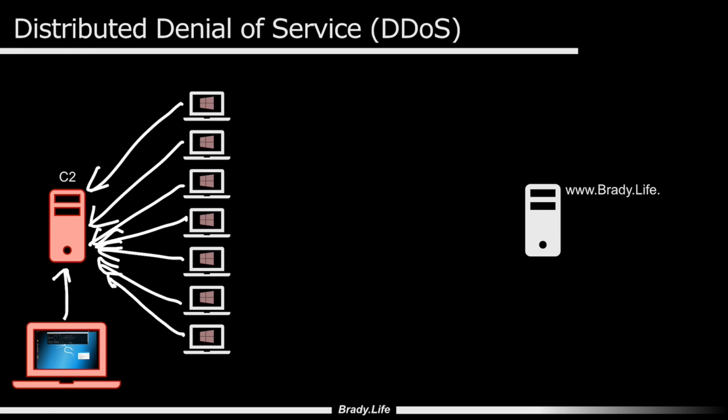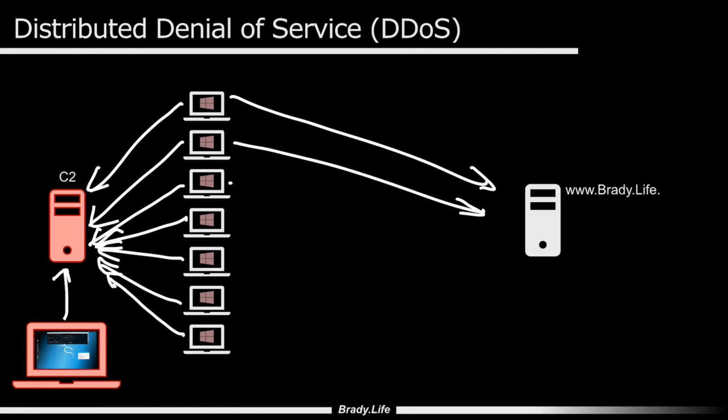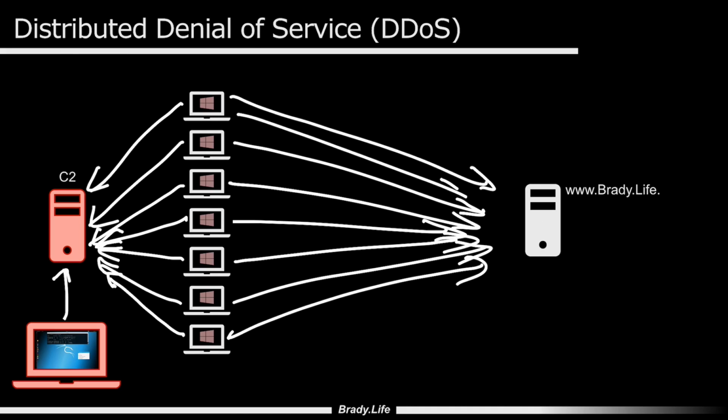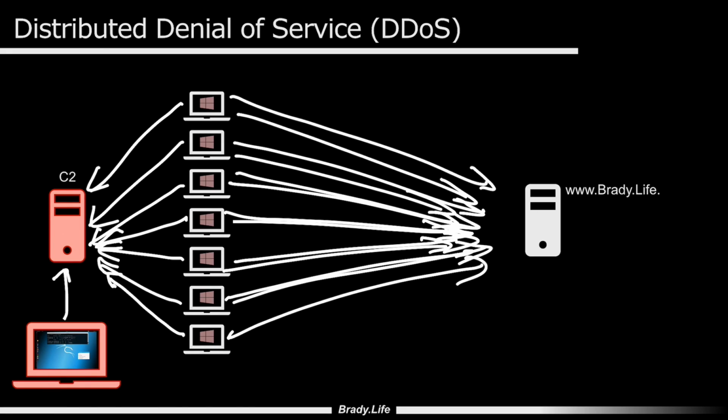And with distributed denial of service, we could actually have legitimate requests. So we're actually going to complete our three-way handshake, and all of these bots are just going to request the website from www.brady.life. And these can be legitimate requests, and they can just request it over and over again. And we're not doing anything malicious, we're just requesting a website.